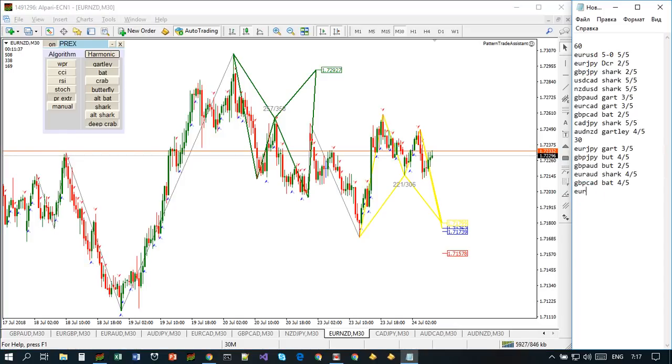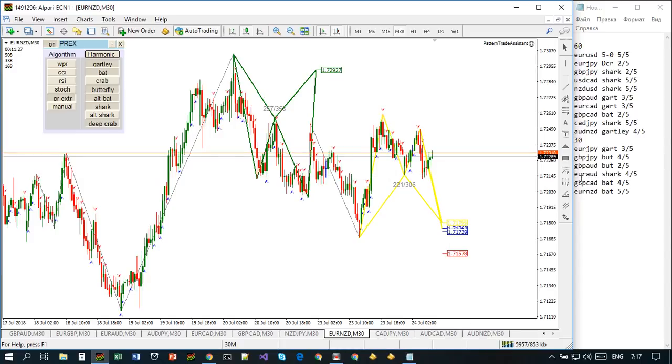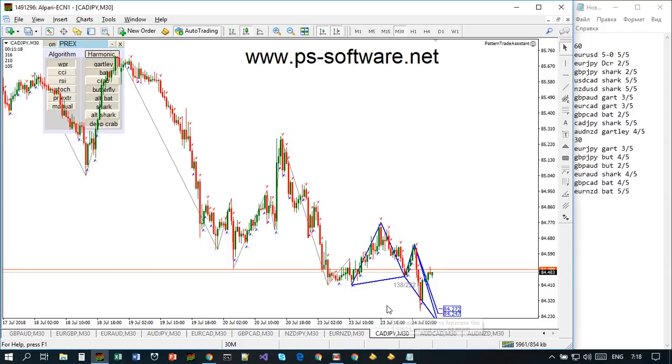Euro New Zealand, bat 505. This is one that I will most likely trade today as well. Euro New Zealand and the Euro Aussie shark and Euro New Zealand bat. They are the ones that appeal best.